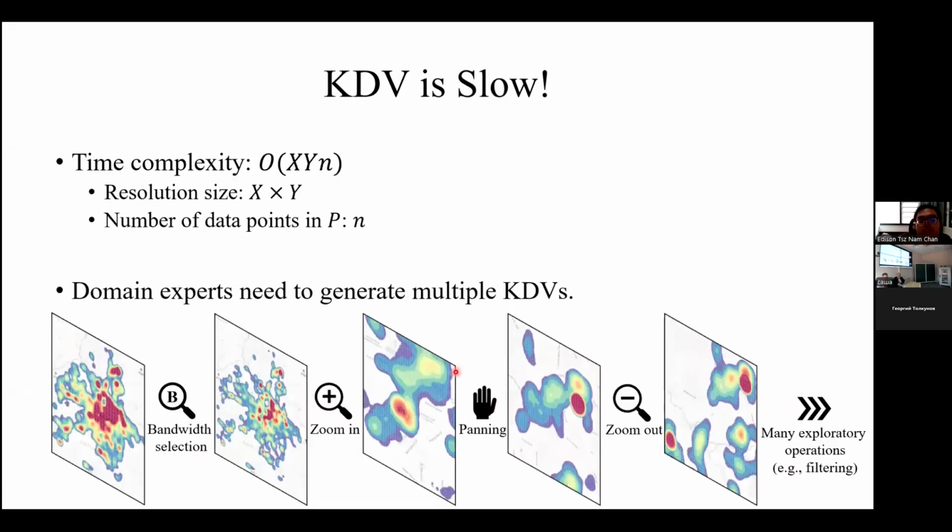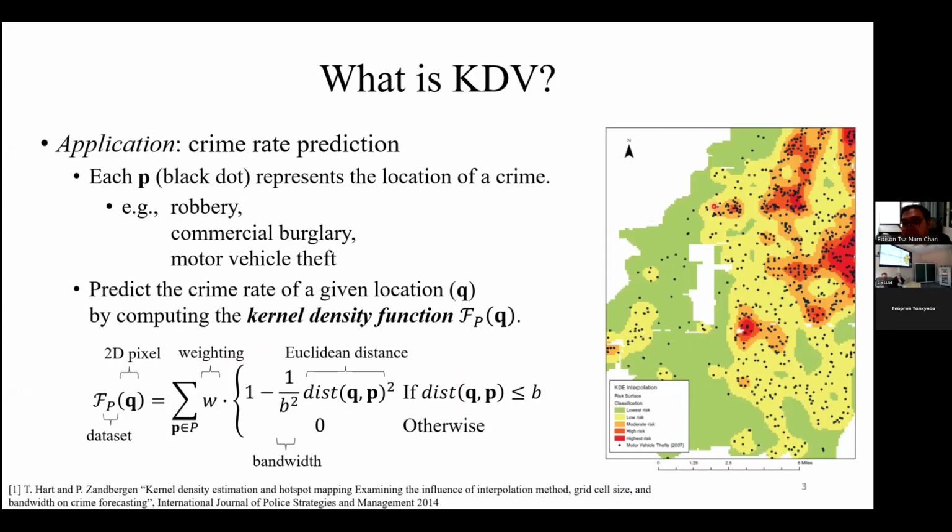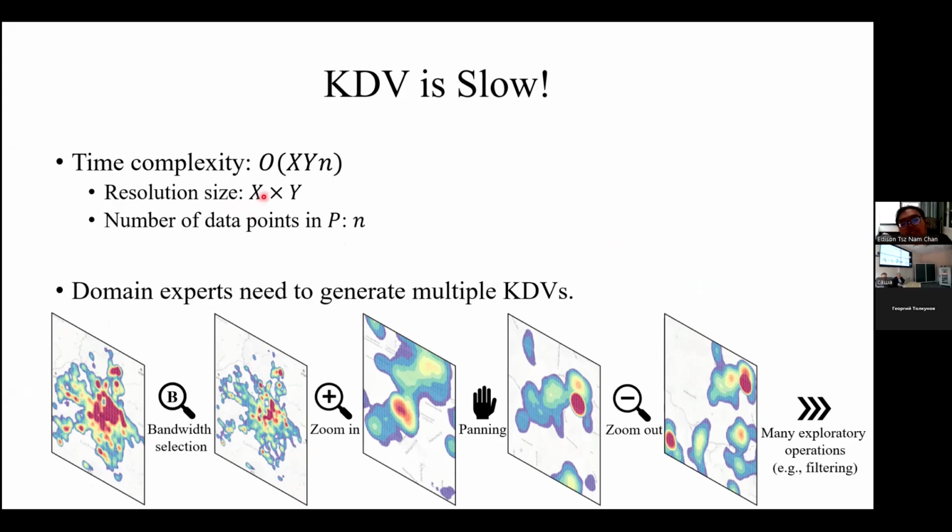However, KDV is very slow. The time complexity of computing KDV is O(XYn), where X times Y is the resolution size, and n denotes the number of data points, that means the black data points here. You may say that XYn is not that high. But let's say X times Y uses a resolution size of 1280 times 960, which I think is pretty normal nowadays, and n is maybe 1 million data points. Multiplying 1 million by 1280 times 960, this number is very, very high.